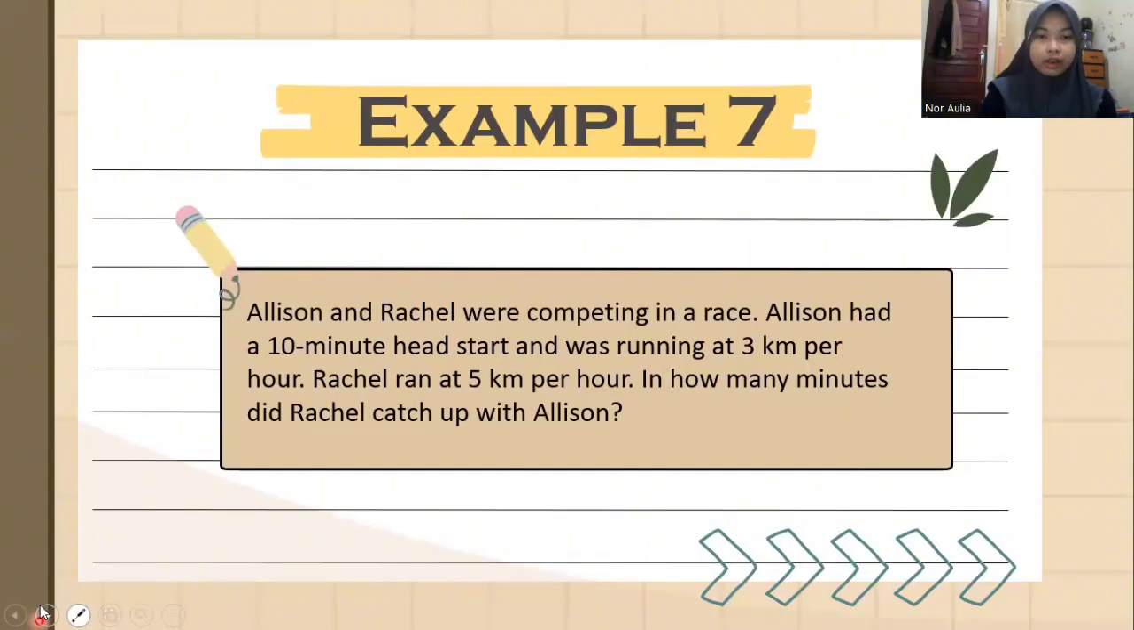So the first is example 7. The question: Elysian and Rachel were competing in a race. Elysian had a 10-minute head start and was running at 3 kilometers per hour. Rachel ran at 5 kilometers per hour. In how many minutes did Rachel catch up with Elysian?